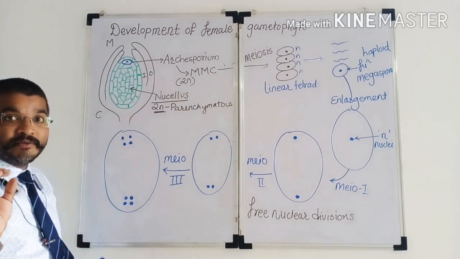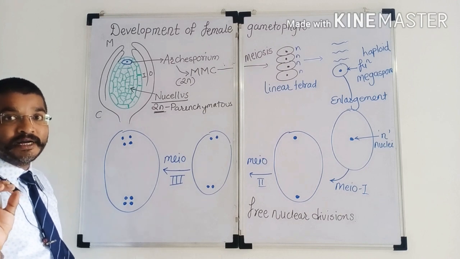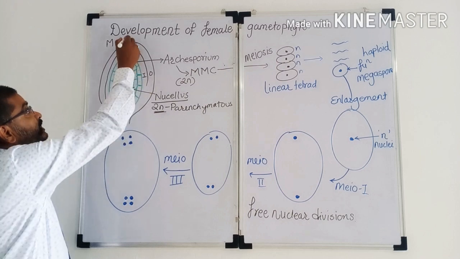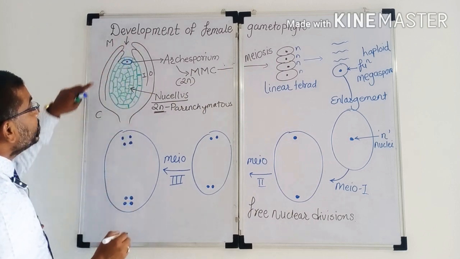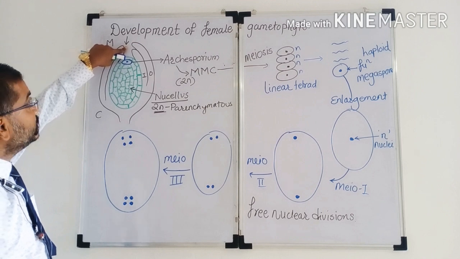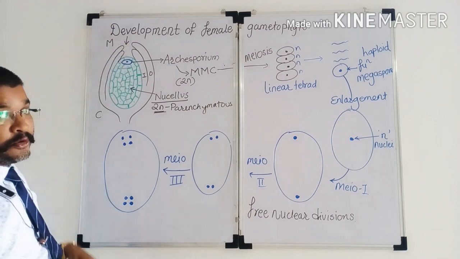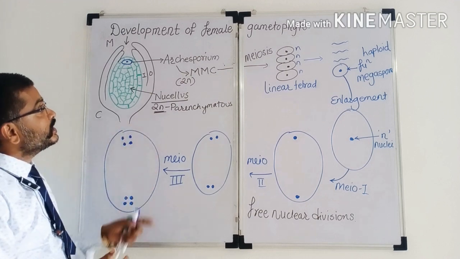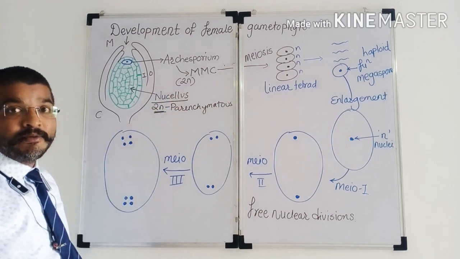They keep only one small opening or aperture on one side. The opening or aperture present on this ovule is called the micropyle. Now we are going to start with the development of the female gametophyte.